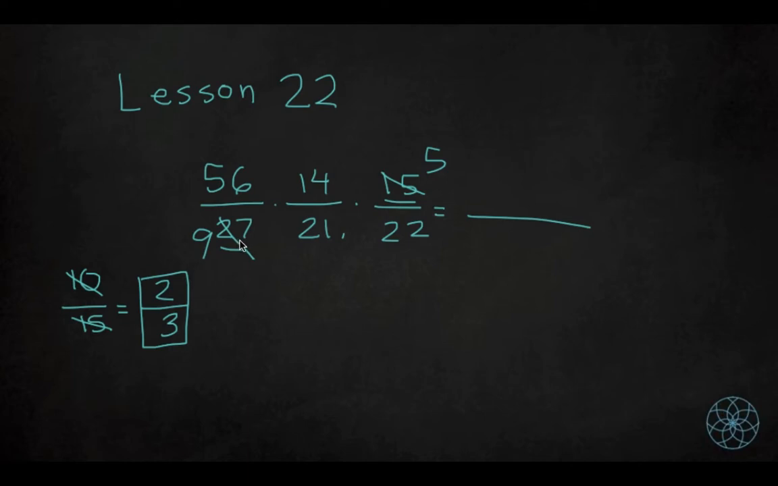Let's see if there's anything else that we can do. Well, right here in the middle, we have a 14 and a 21. Those can both be divided by 7, right? 14 divided by 7 is 2. 21 divided by 7 is 3. Way more simple. Now, can we divide 56 and 22 by anything? Do they have any common factors? Well, they both end in even numbers, so we can divide them in half. Divide them by 2. So 22 becomes 11, and 56 becomes 28.